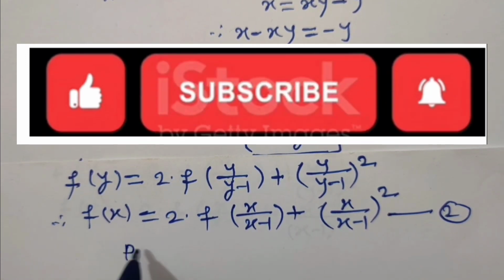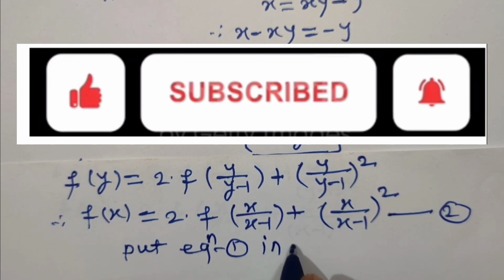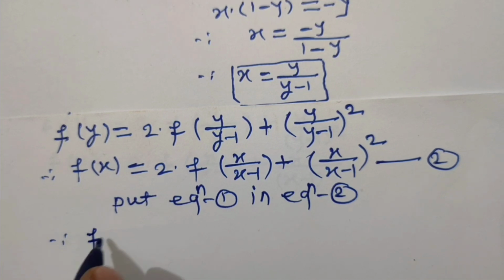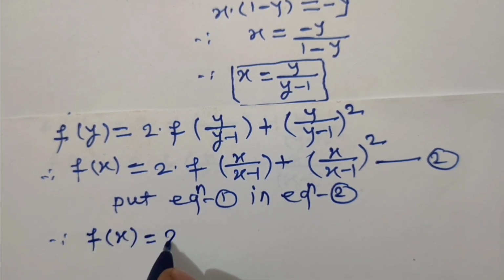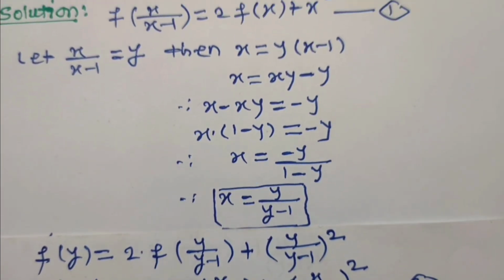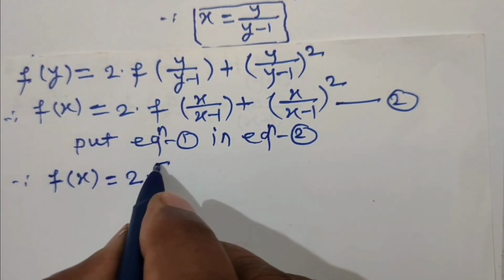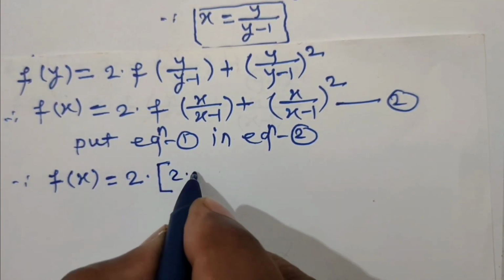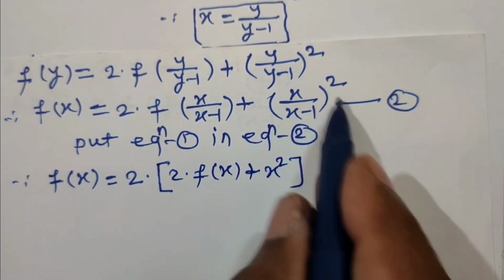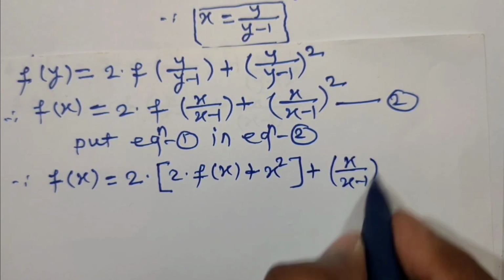Now put equation 1 in equation 2. Keeping the left hand side as it is, f of x is equal to 2 times f of x upon x minus 1, which is given by 2 times f of x plus x square. So 2 times f of x plus x square plus this bracket x upon x minus 1 square of this.